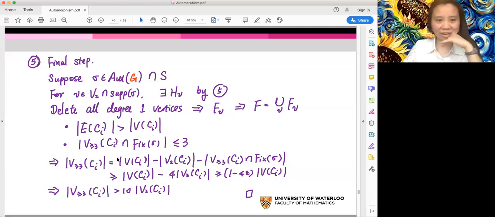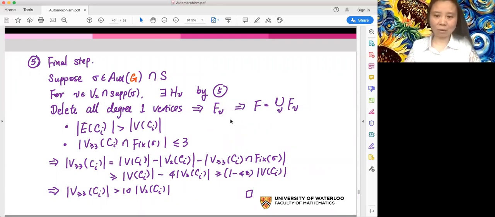Okay, and now it's the final step. So suppose you have a sigma like that. Then using the previous step, I find a connected subgraph H of V. I delete all degree 1 vertices, basically trimming off the trees, the leaves attached to it, and then I get another subgraph.